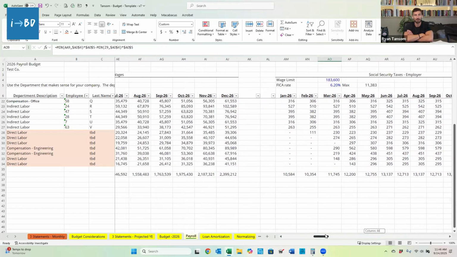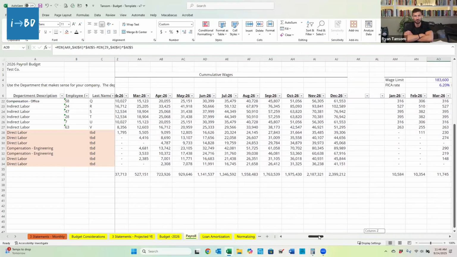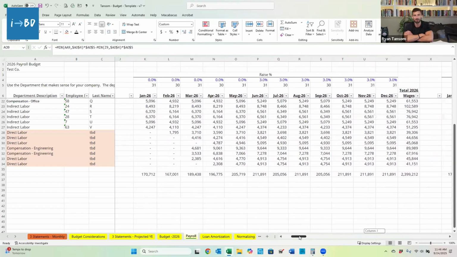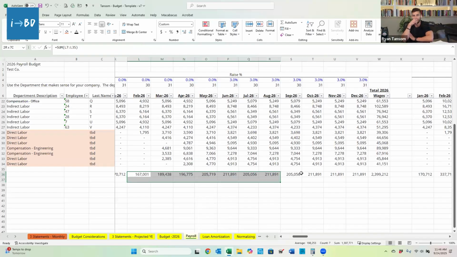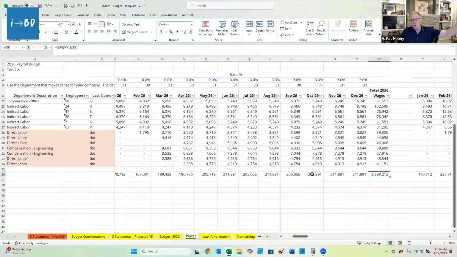Everything here is just double-clicking to get more levels of detail, because then we can look at, hey, the payroll goes from like $176,000 a month to $210,000 a month, because we're adding some people and giving some raises, for a total of 2.4 million bucks for the year. These just roll over to the appropriate line on the income statement. It's so amazing.